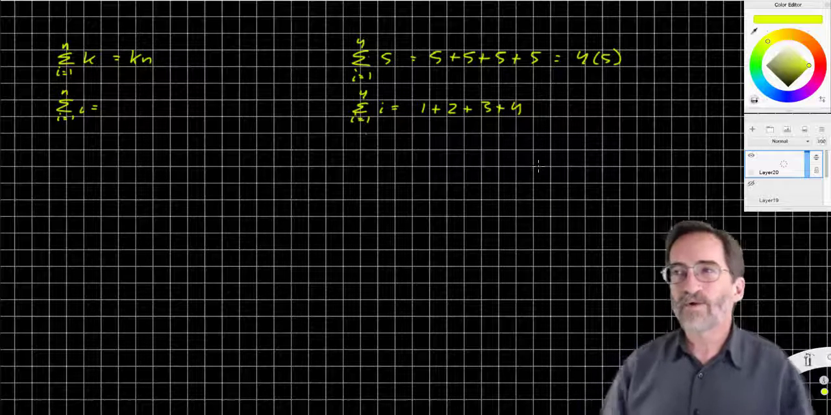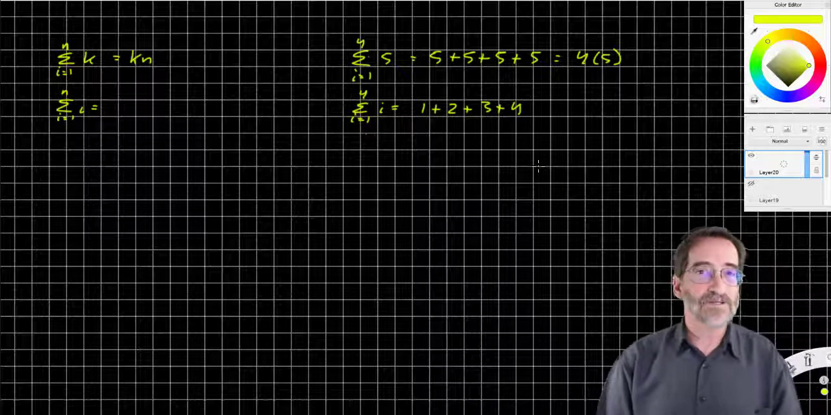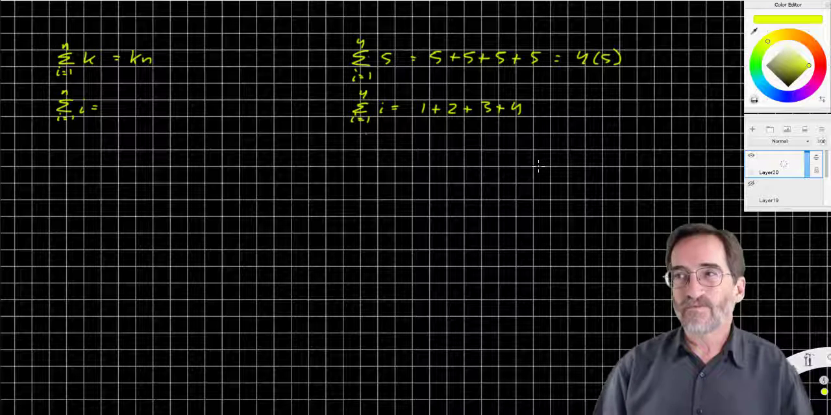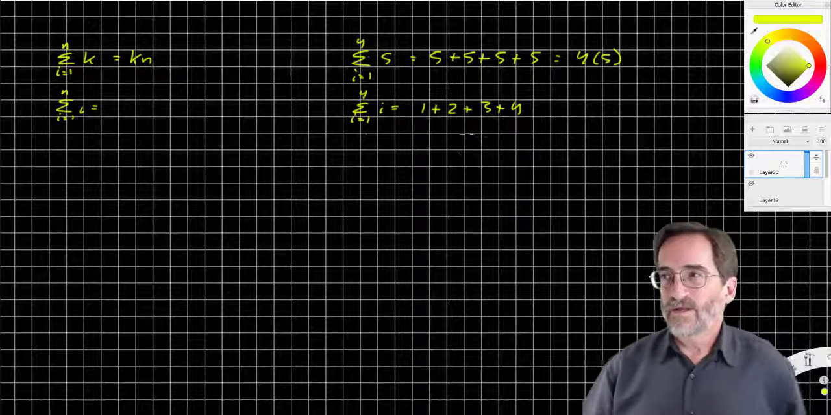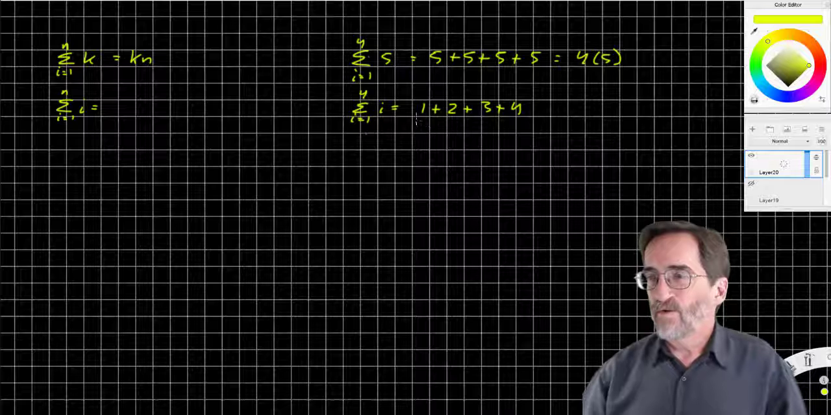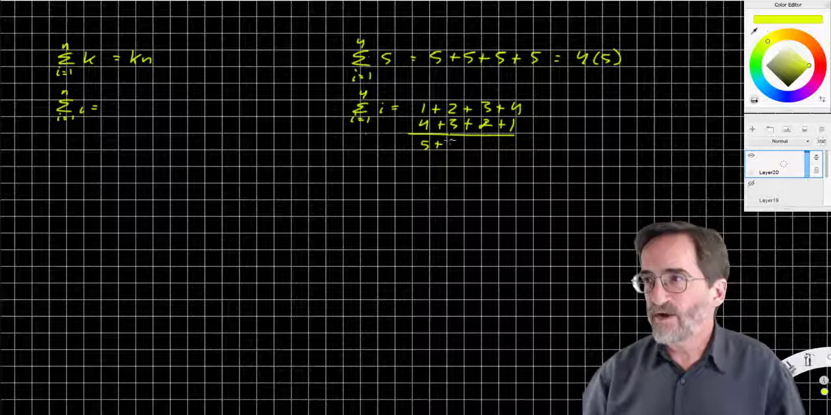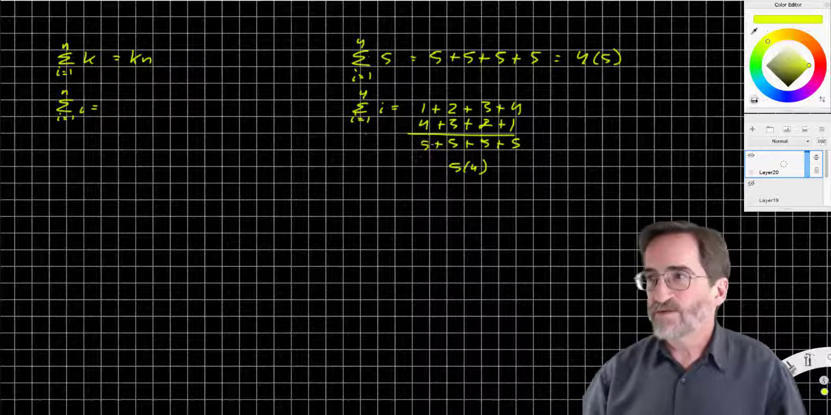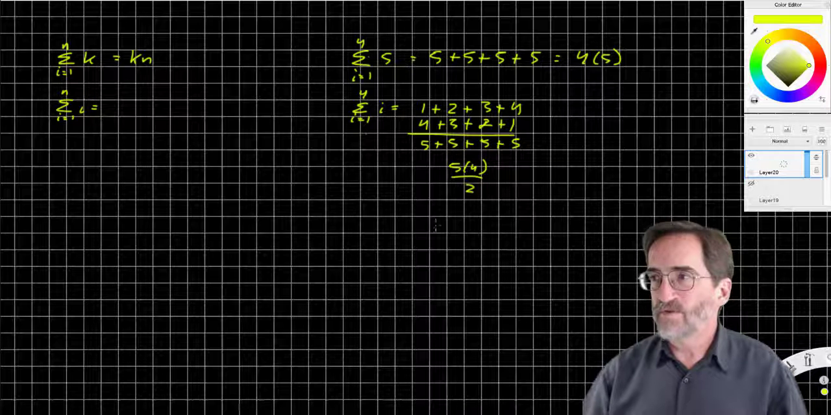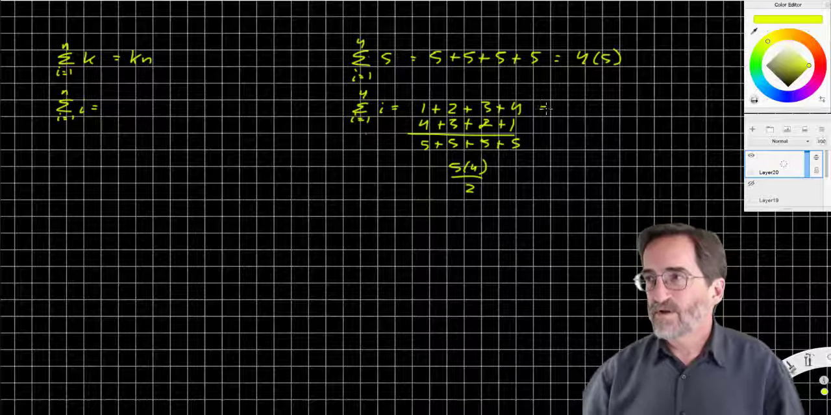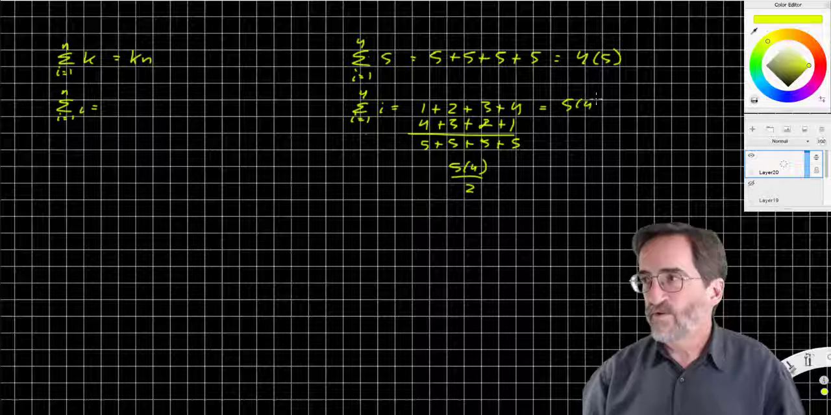Now you may recognize this. This is an arithmetic series, right? Common difference is 1 and n is 4. Or you may think of it as, remember we reversed the order and added. This is 5 plus 5 plus 5 plus 5, which is 5 times 4. But that's 2 times what we need, so we divide by 2. So 5 times 4 divided by 2.